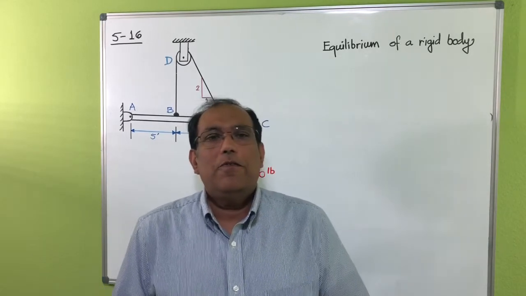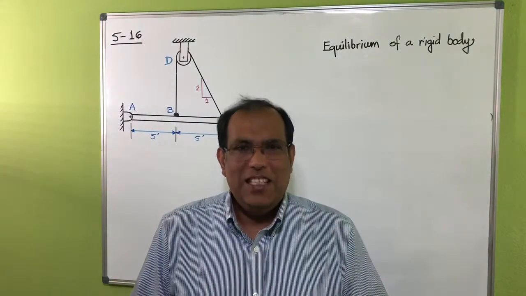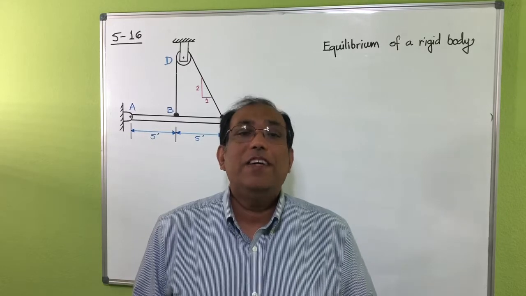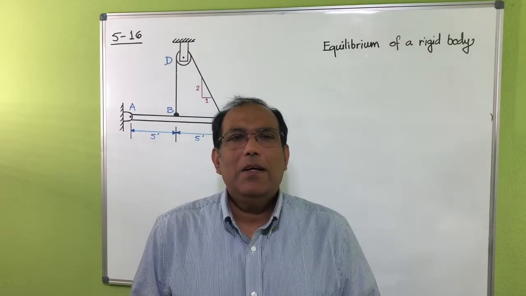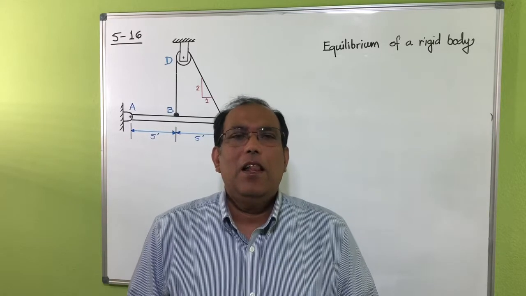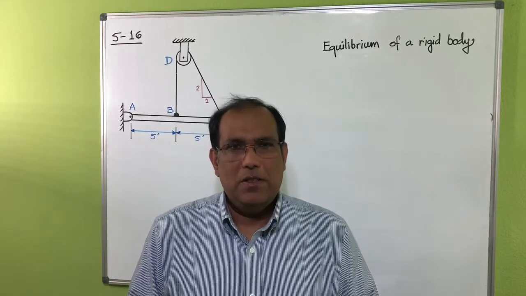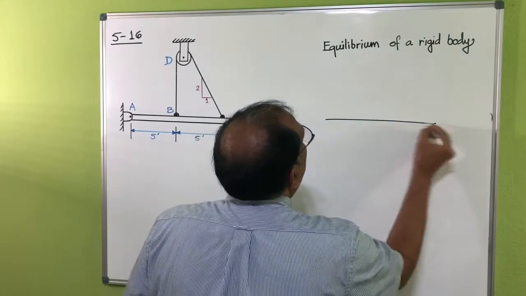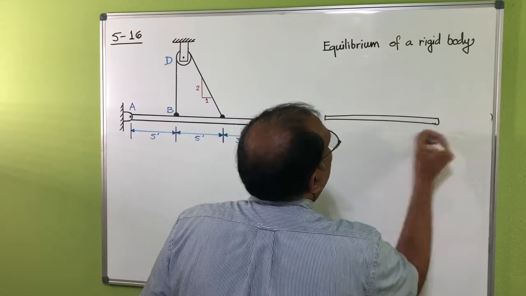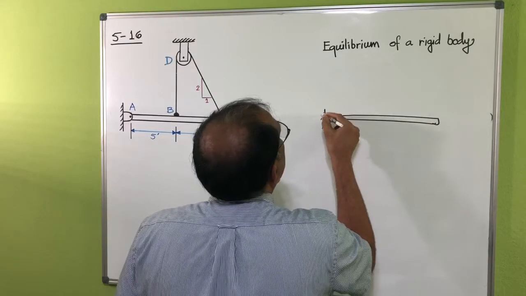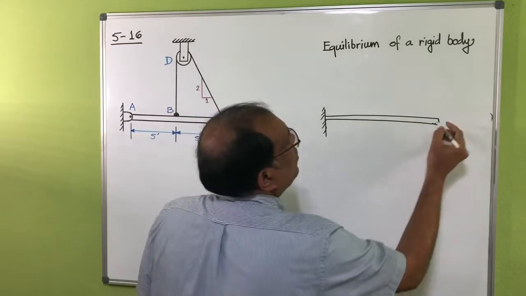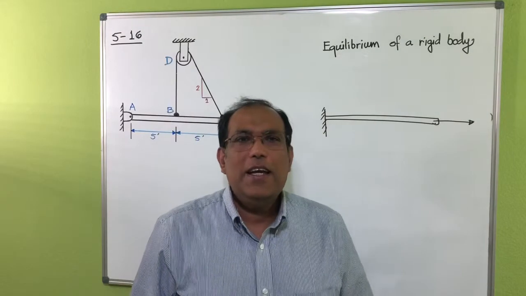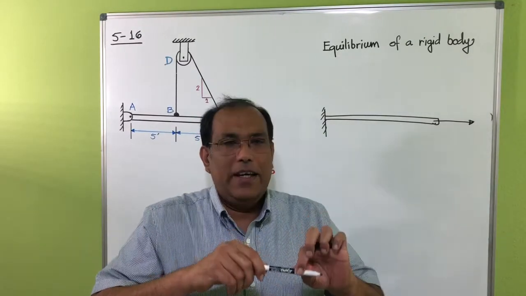Now first of all, what is a rigid body? A rigid body is something that will not deform its shape because of the applied load or moments. Let's say this is a steel beam here and this part is fixed. If you try to pull that one with a certain force, this one will not elongate.